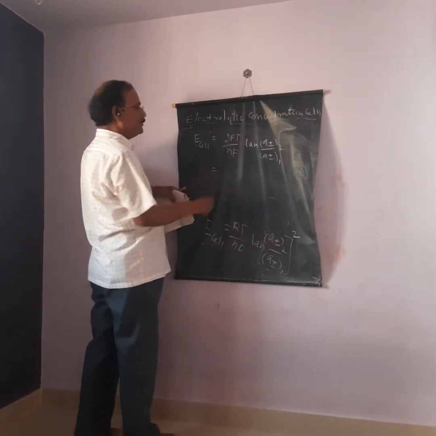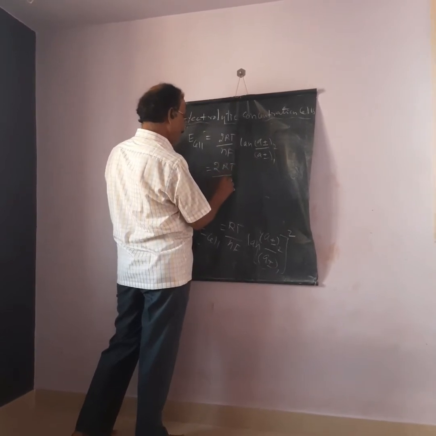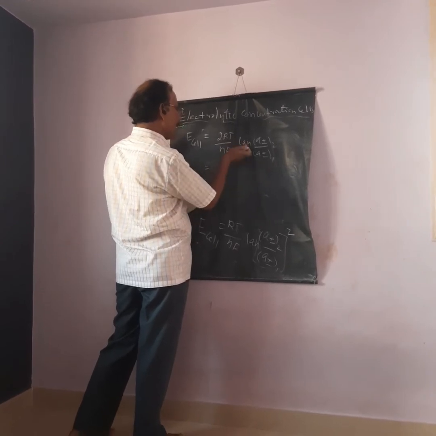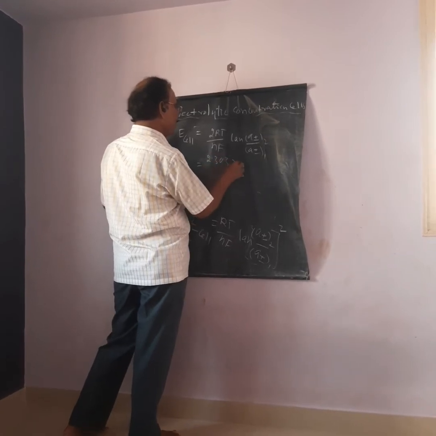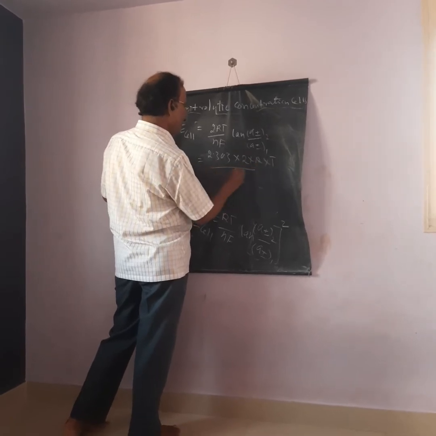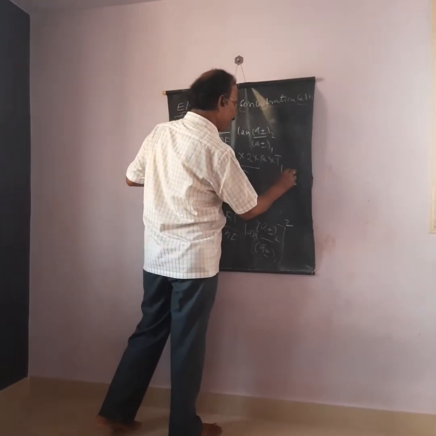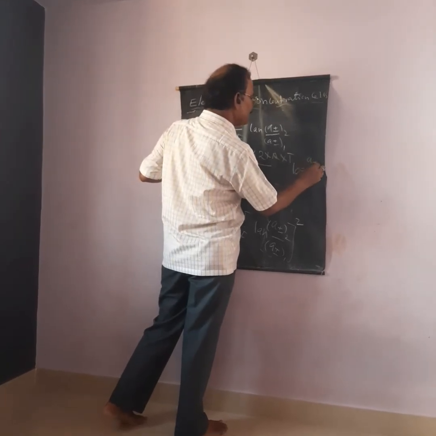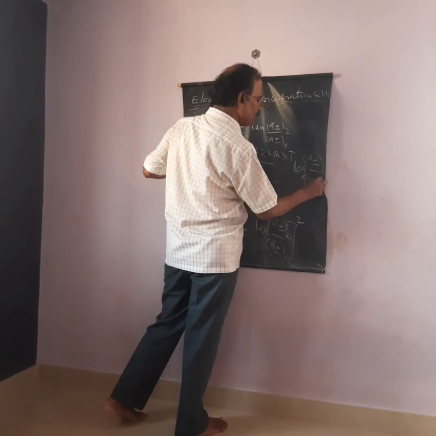This is equal to 2RT divided by 1 into F. Since ln to log means you multiply by 2.303, it is 2.303 into 2 into R into T divided by 1 into F. N is equal to 1 here. So it is a log, multiplied by 2.303, and you have the logarithm of A plus or minus 2 divided by A plus or minus 1.